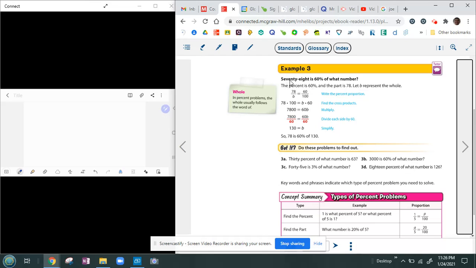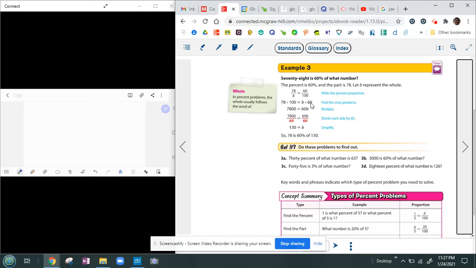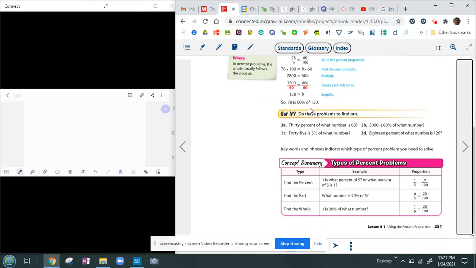Well, let's read through this example. It says 78 is 60% of what number? All right, so you can see that in this case, it says of what number, so that whole is the missing piece. Okay, and it said 78 is, so that goes there. The percent is typically really easy to place because it has the percent symbol next to it. So cross multiply, divide, and you're good to go.